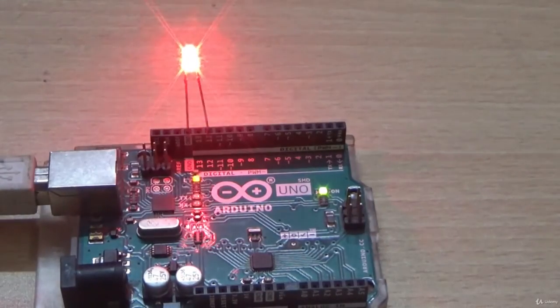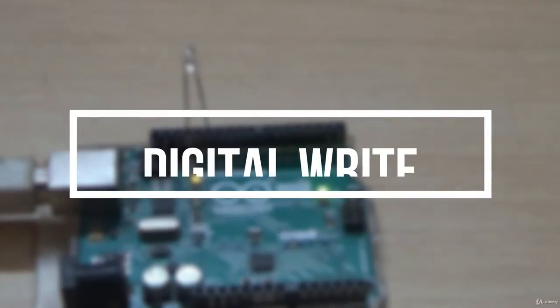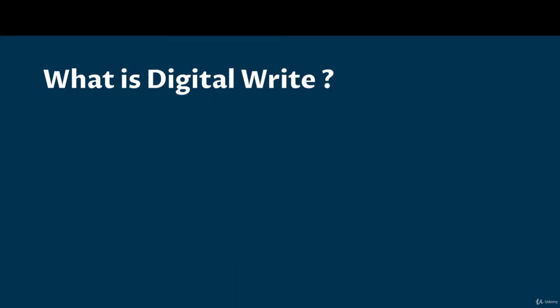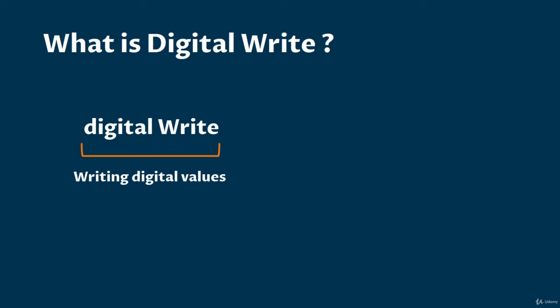In this lesson, I'll discuss a very important Arduino function, digitalWrite. So without wasting any time, let me tell you what is digitalWrite. Now think what the name suggests. If I literally convert the meaning, it means writing digital values. So digitalWrite is a function which is used to write digital values. So where does it write? At pins.